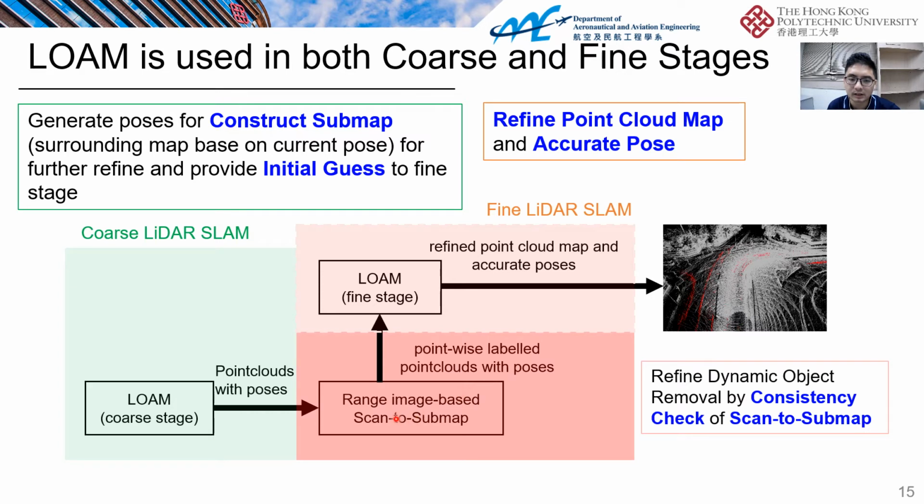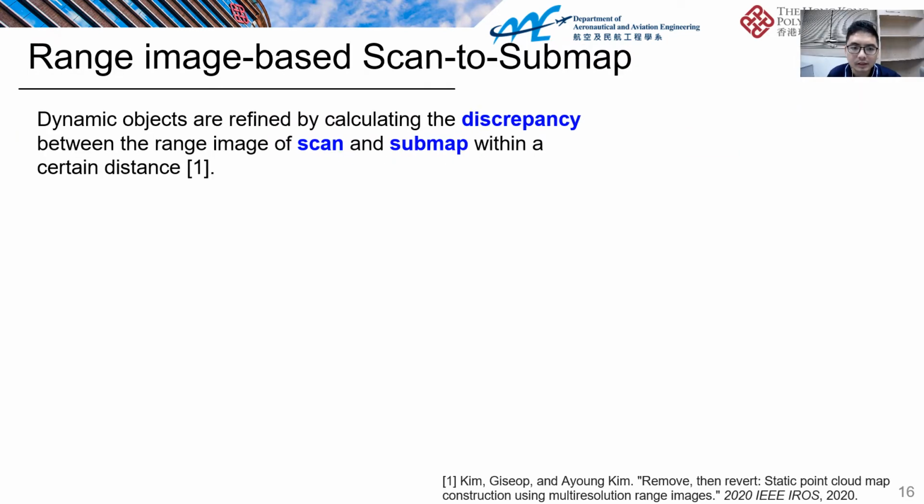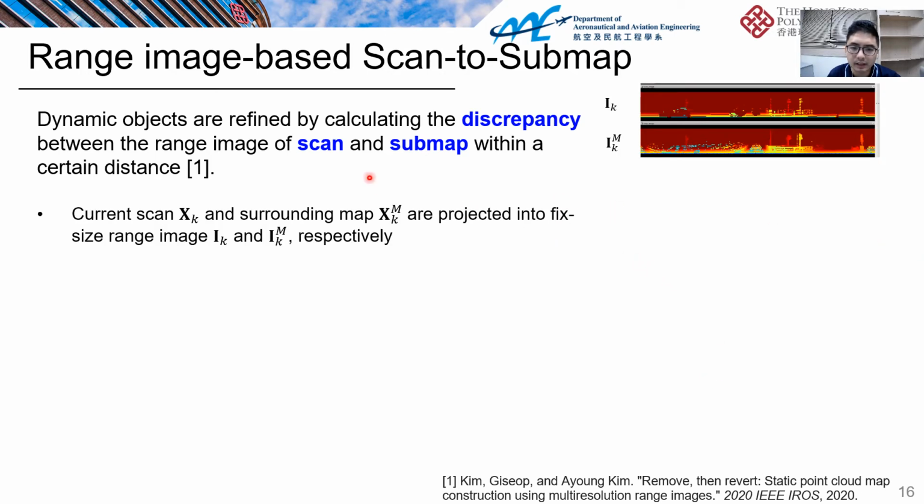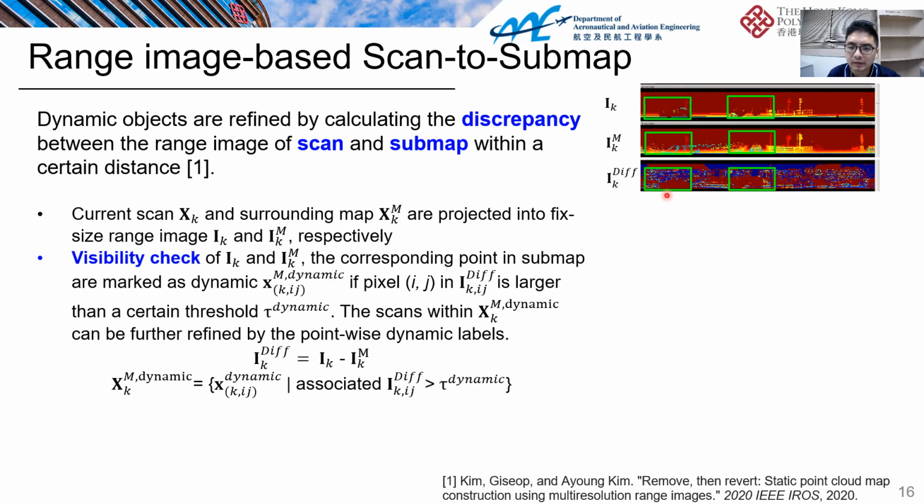The third part is the range image-based scan-to-submap. We can have the consistency check between the scan and submap, so we can further refine the dynamic objects. The dynamic object is further refined by calculating the difference between the range images of the scan and submap. First, we project the current scan S_k into I_k, and the submap S_km into I_km. Then we calculate the differential map between them. The red indicates higher discrepancies between the current scan and the map. If pixels are larger than a certain threshold, we mark them as dynamic.